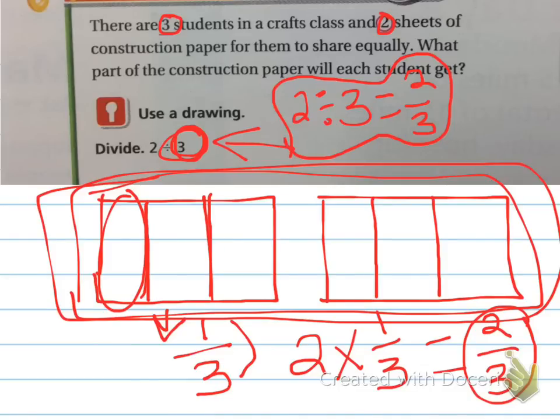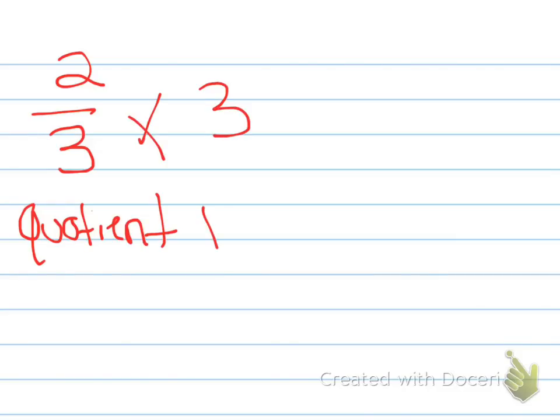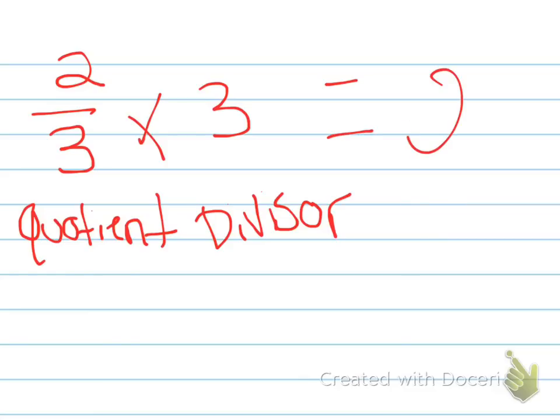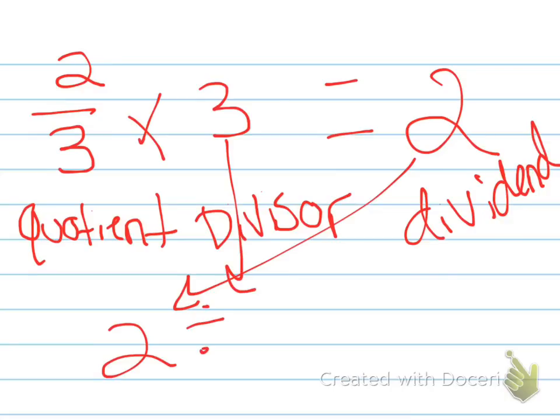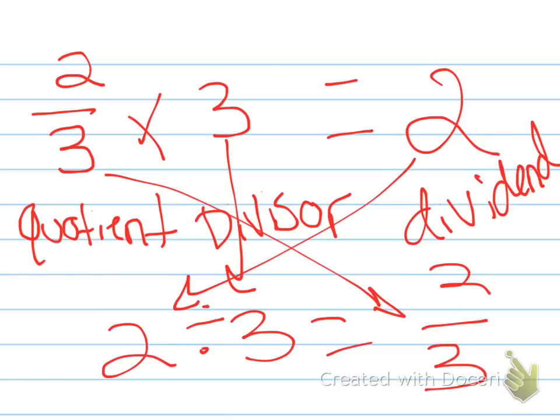Why don't we check our answer? So using our answer, that quotient of 2/3, times 3, the divisor, or the 3 students, we can check our work, and that does equal 2 as our dividend. So the dividend is 2, divided by 3 equals the quotient of 2/3. Let's take a look at another example problem here.